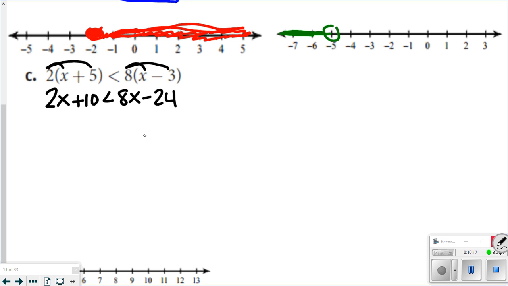Let's move our x term together. So I am going to subtract 8x from both sides. Just a reminder that your first step could be different than mine, but just watch till the end and let's see how our answers compare. 2 minus 8 is negative 6x plus 10 is less than negative 24.